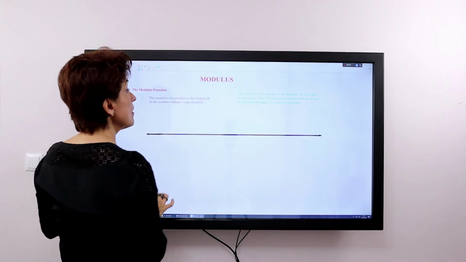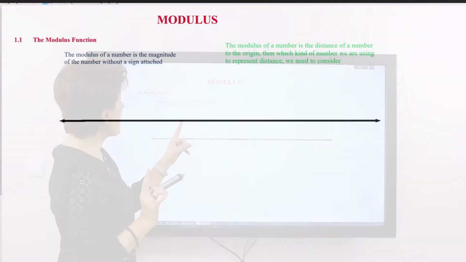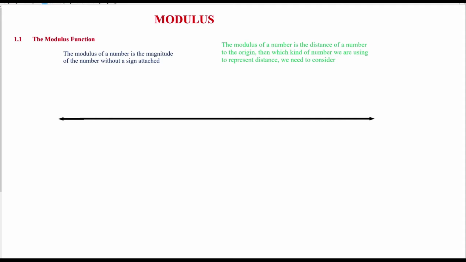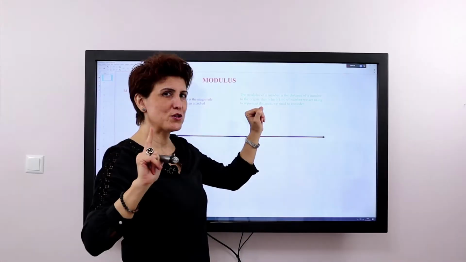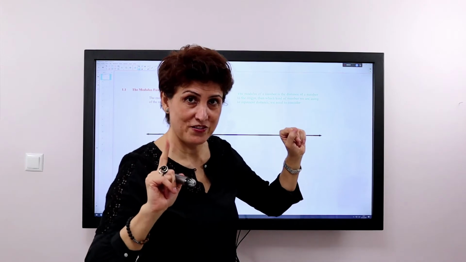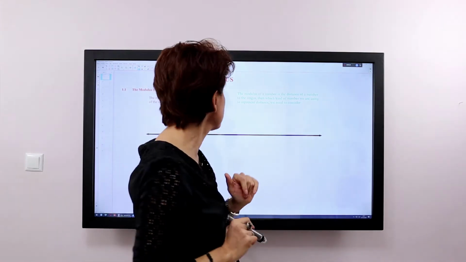The modulus of a number is the magnitude of the number without sign attached. Actually, it's the same thing I'm saying; I'm using this expression more. The modulus of a number is the distance of the number to the origin. Then, which kind of number do we use to represent distance? Positive number, right? We need to consider this every time.